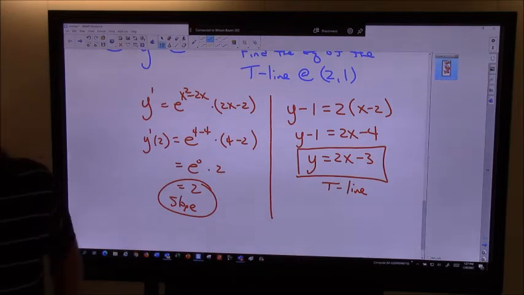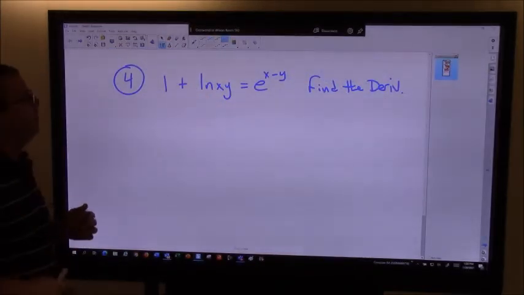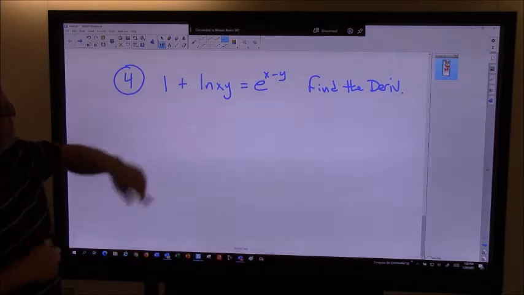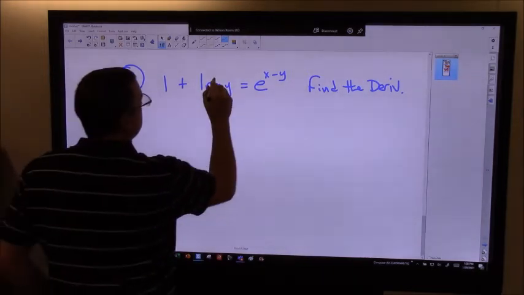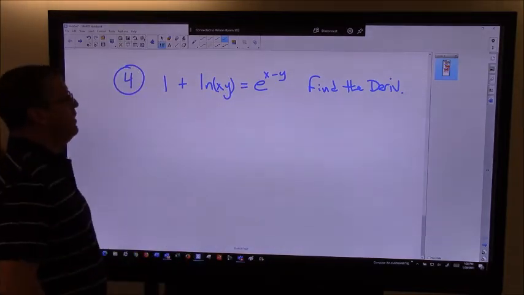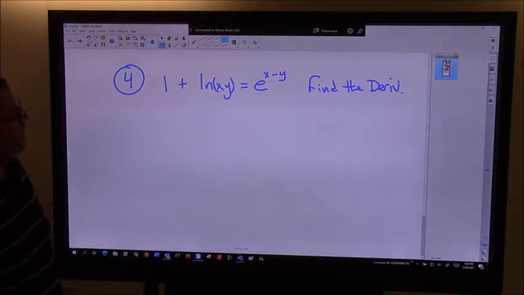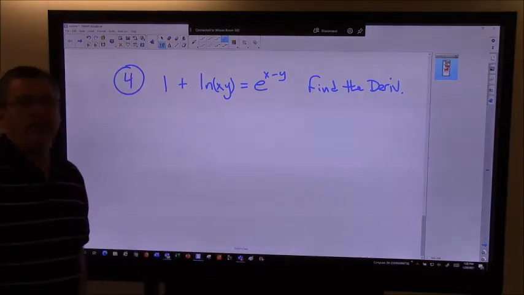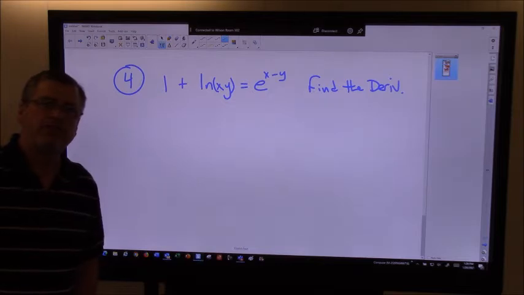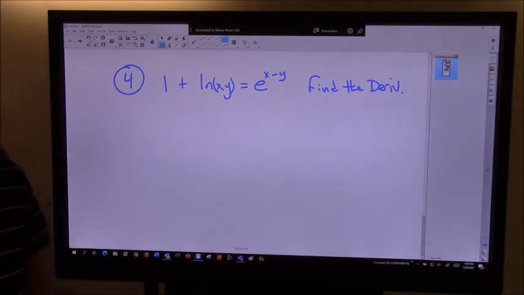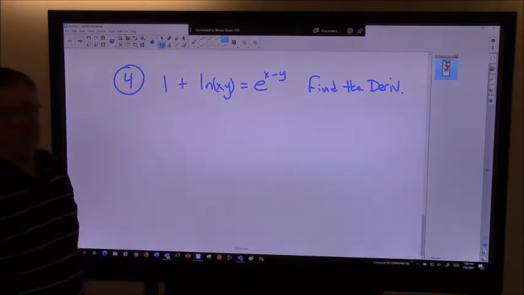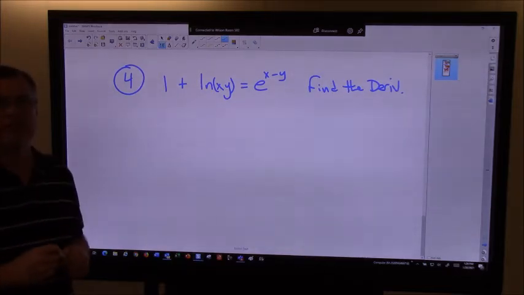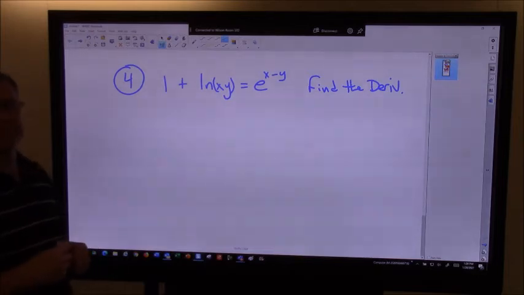Alright, one last problem. Alright, so let's see, last question. So we've got 1 plus the natural log of xy, should have that in parentheses, equals e raised to the x minus y. And they want us to find the derivative. You know, so again, I look at that, and if I had to get y by itself, I've got some ideas, but I've never done anything like this before, so I'm not sure I could do it. All right, so I would definitely want to take the derivative implicitly. All right, you guys go ahead and try it.